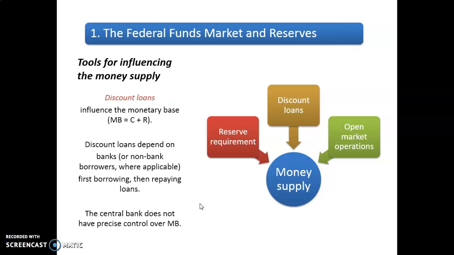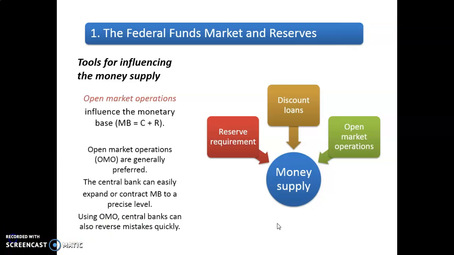Discount loans, and specifically the interest rate charged on discount loans between banks and the Federal Reserve, is a tool that is used by central banks. And obviously, the more loans that are made, the more currency that's in circulation. When loans are repaid, that takes currency out of circulation. The tool used most often by the central banks are open market operations, where securities are bought and sold to increase and decrease the money supply.